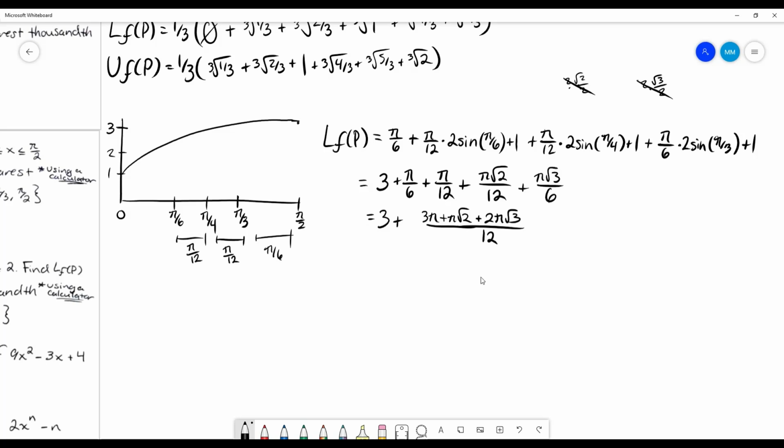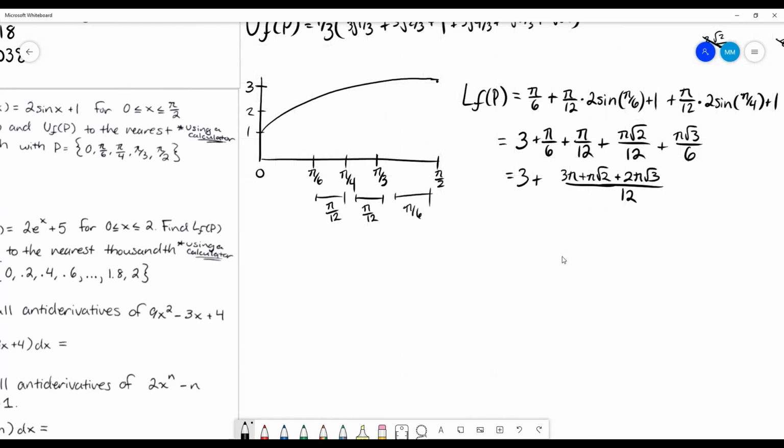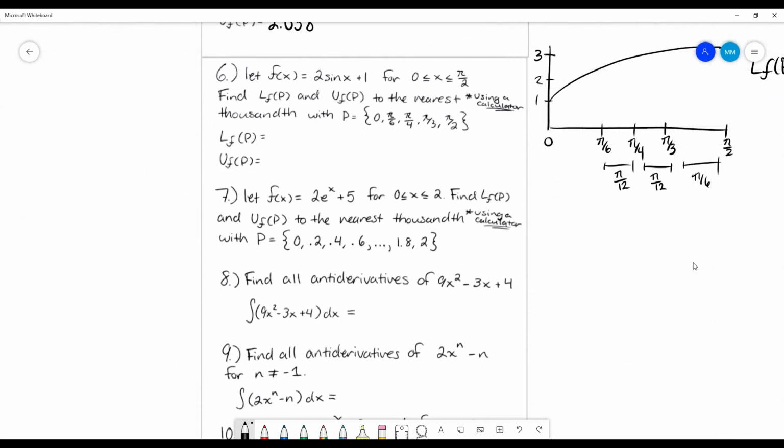And yeah, we're just going to plug that into our calculator, and that is our lower sum. So let's see, we've got 3 pi plus pi square root of 2 plus 2 pi square root of 3 divided by 12 plus 3 wholes. Okay, that gives us an underestimate of this. We round to the nearest thousandth, so that's that.